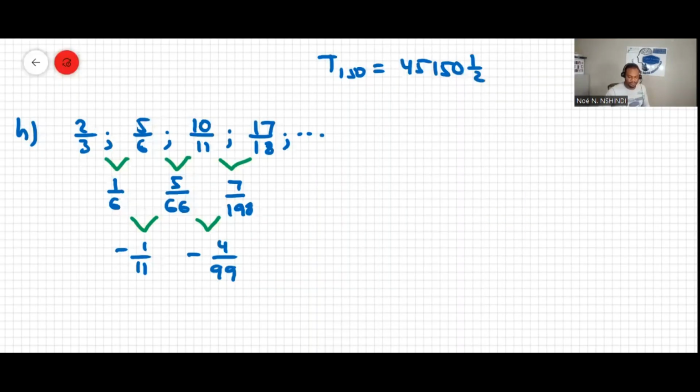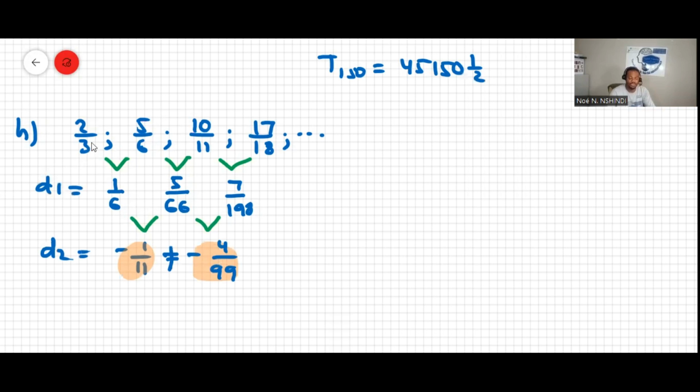We cannot say because the second differences here are not common. That was D1, D2. Okay, the second differences are not common. What else can we do then? I prefer to observe the pattern the way they are. Here we have 2, 5, 10, 17.